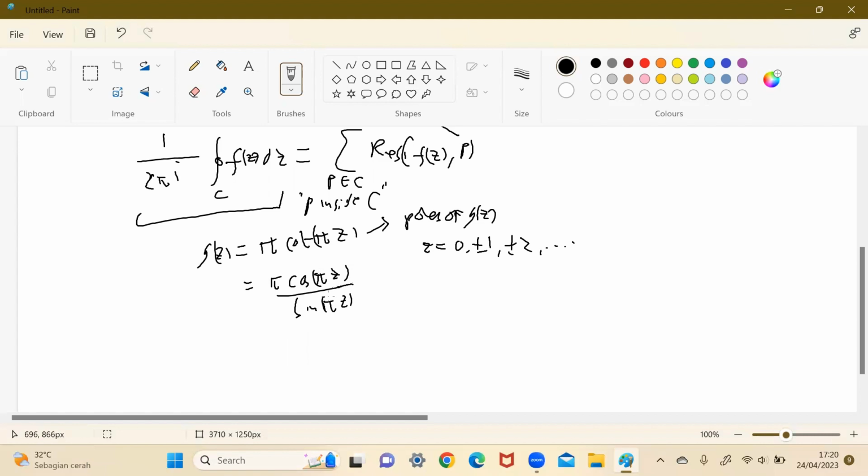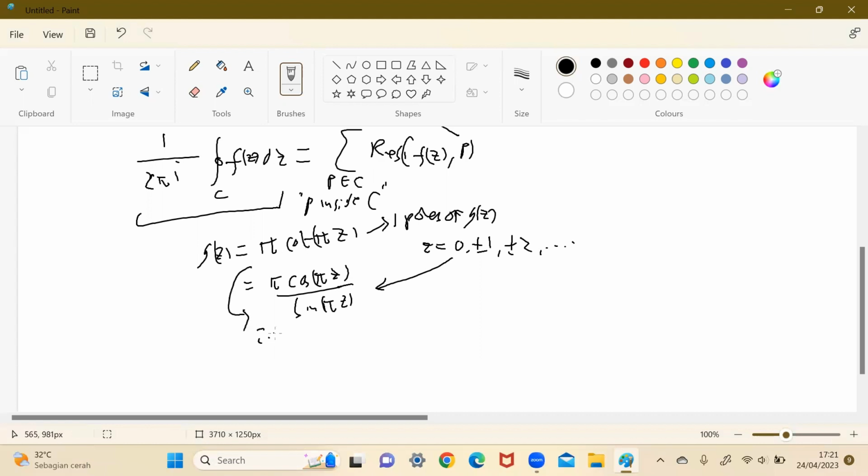To find the poles of g(z), we need to find values of z such that sine of pi z is equal to 0. If you plug these values into the expression of g(z), you'll make a division by 0, which means that we have the poles of g(z). This is true because of the periodic nature of the sine function. That's just the first one.